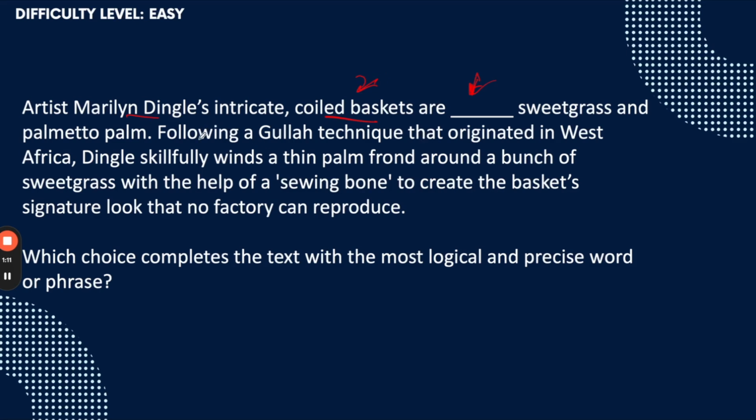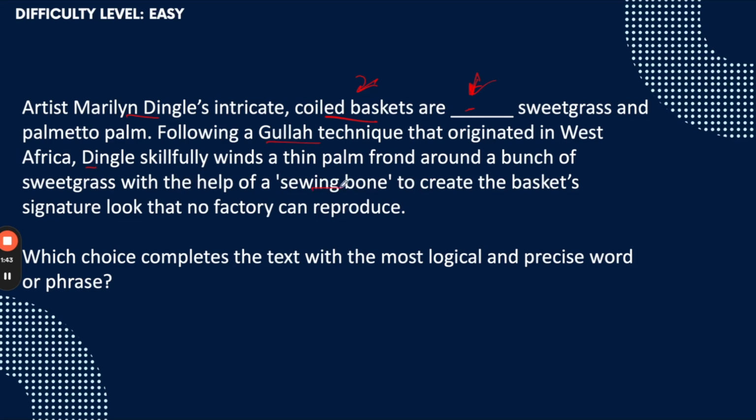Let's read ahead. Following a technique that originated in West Africa, MD skillfully winds a thin palm frond around a bunch of sweetgrass with the help of a sewing bone to create the basket's signature look that no factory can reproduce. Now, one thing that we have to see over here is what are the keywords here? What can really indicate what this word should be like, right? We are talking about a technique over here. This is the technique that we are talking about.